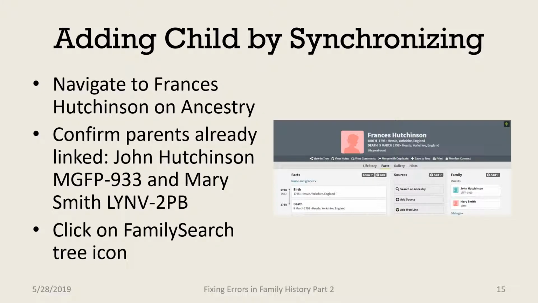If you have an LDS Ancestry account, you can synchronize from your Ancestry tree with FamilySearch family tree. So navigate to Frances Hutchinson on Ancestry, making sure that her parents are already linked to FamilySearch with the same PIDs. John Hutchinson, MGFP-933, and Mary Smith, LYNV-2PB. They are, so I can continue with Frances.